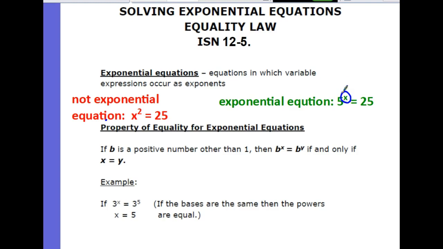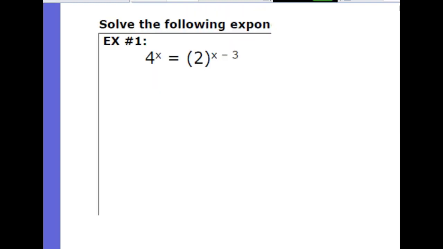To be exponential, the variable has to have the x. That's the kind of equation we're solving, and we solve it by making the bases the same. And if they're not the same, we have to make them the same. So on example number 1, we know that 4 is equal to 2 squared. And then we still have this x right here.